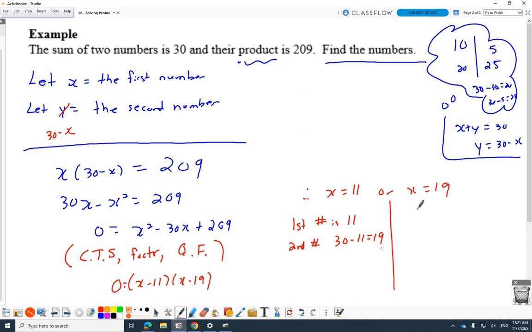So then the other way, the first number could be 19. Second number, 30 minus 19 equals 11. So it's either mind-blowing or stupid, depending on how you look at it. It's like, whoa, same numbers both ways. Or it's like, well, yeah, of course, or else math is broken.